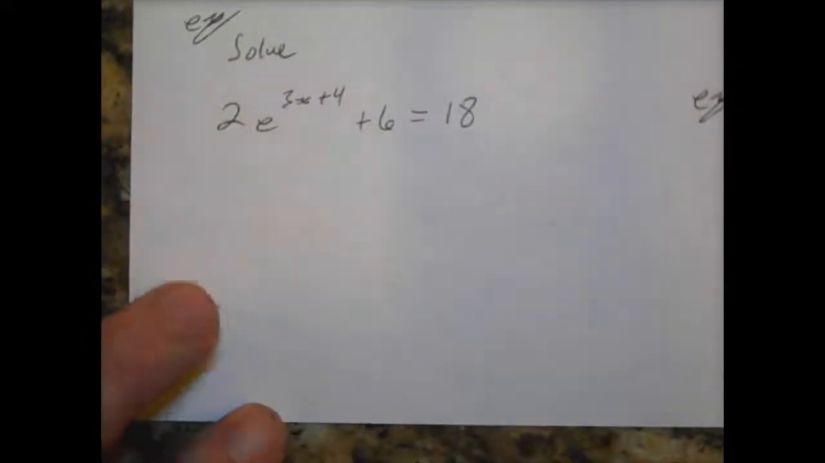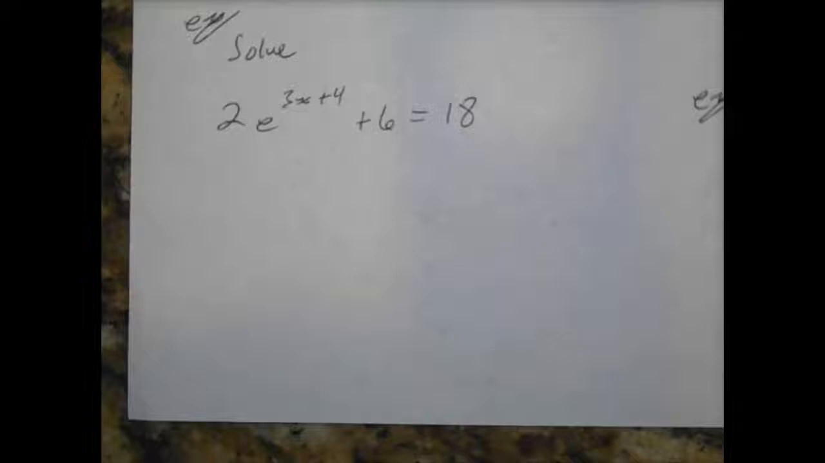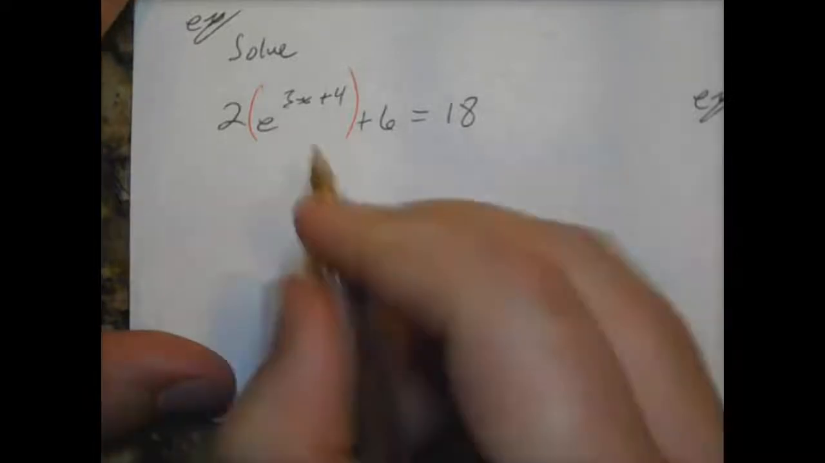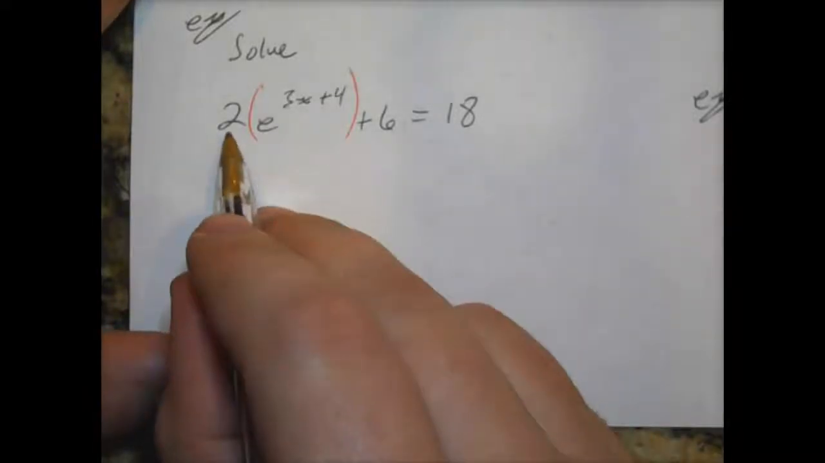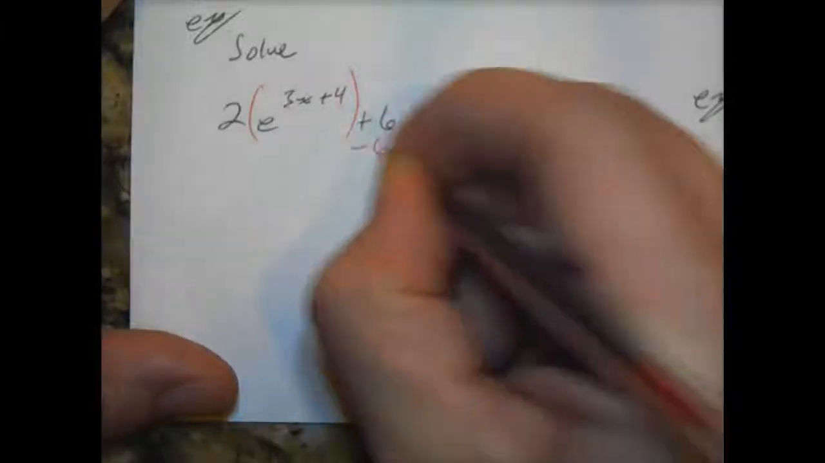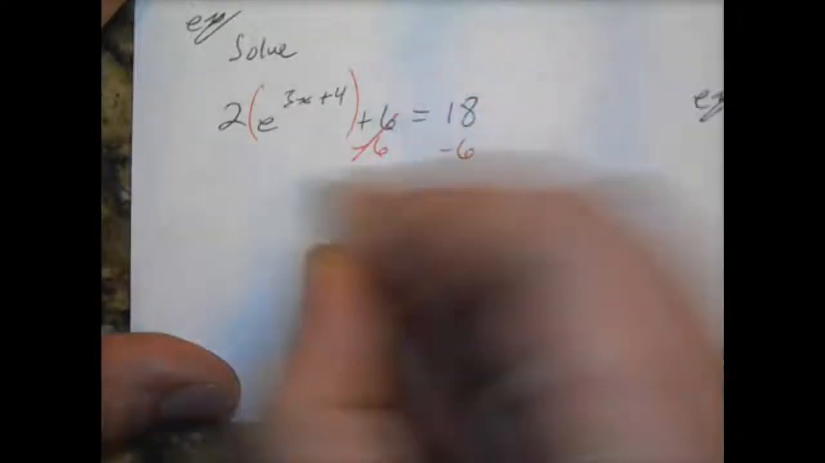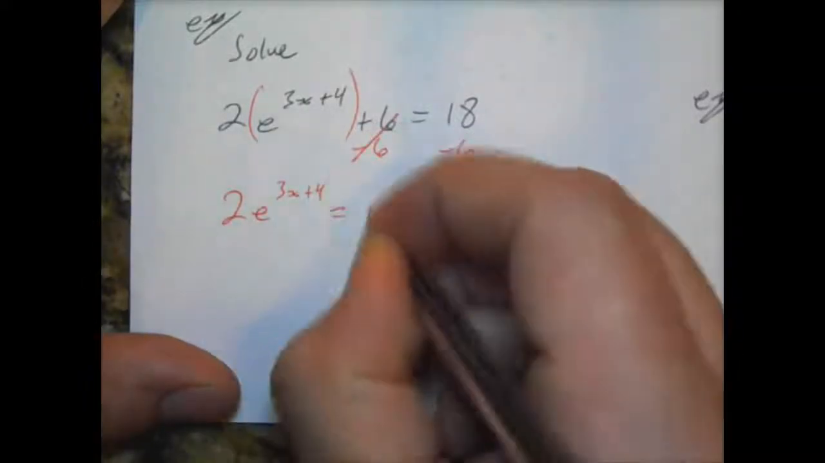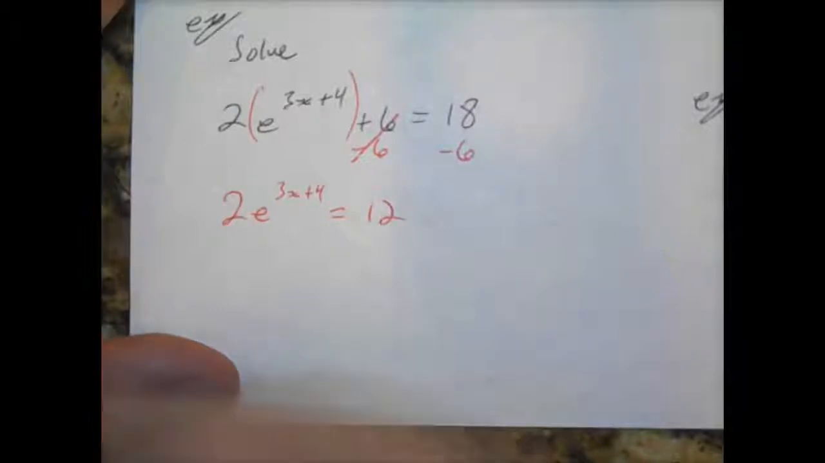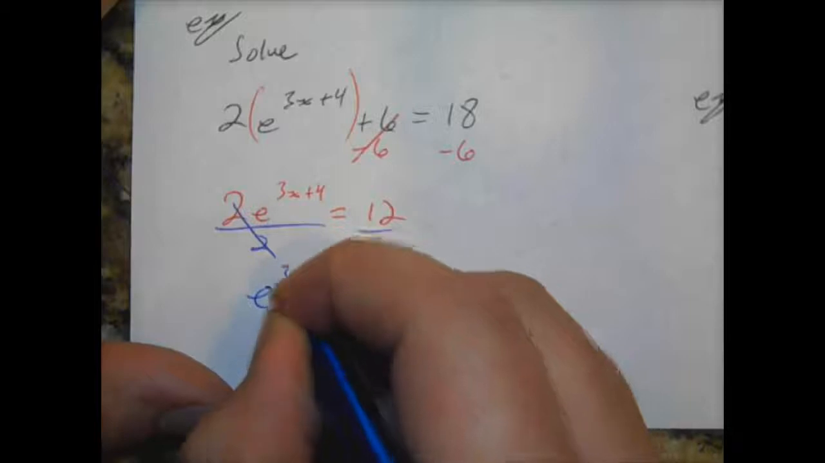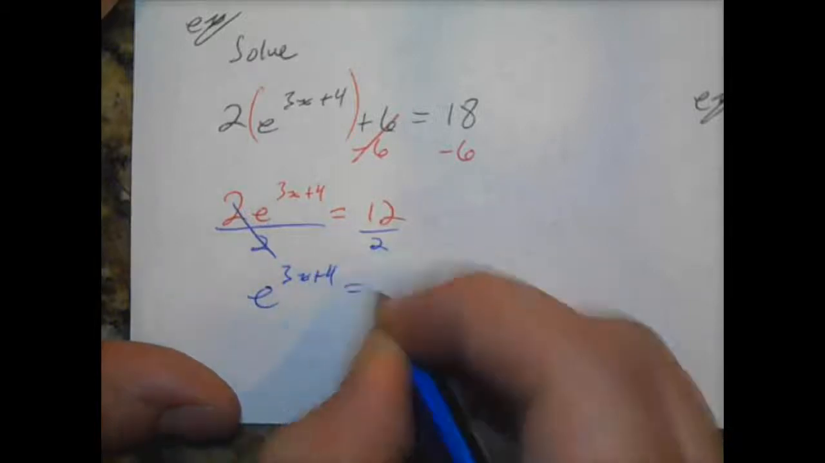All right. This one has a little bit more junk. So what we can do is, because I want to get the exponential part by itself, I want to get that by itself first. So what I have stopping us is this 2 times it and this 6 adding to it. So it would be nice if I could get rid of this 6 such that I have 2e to the 3x plus 4 equals 12. And then I can get rid of this 2 by dividing both sides. So I have e to the 3x plus 4 equals 6.